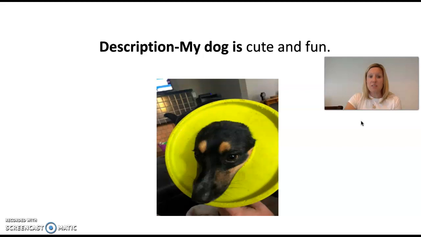Another type of sentence is a description. A description is where you can describe what you see in your picture. You can describe what something looks like, feels like, acts like. And in this picture, we have Miss Kim's dog. So we did a description and said, my dog is cute and fun.